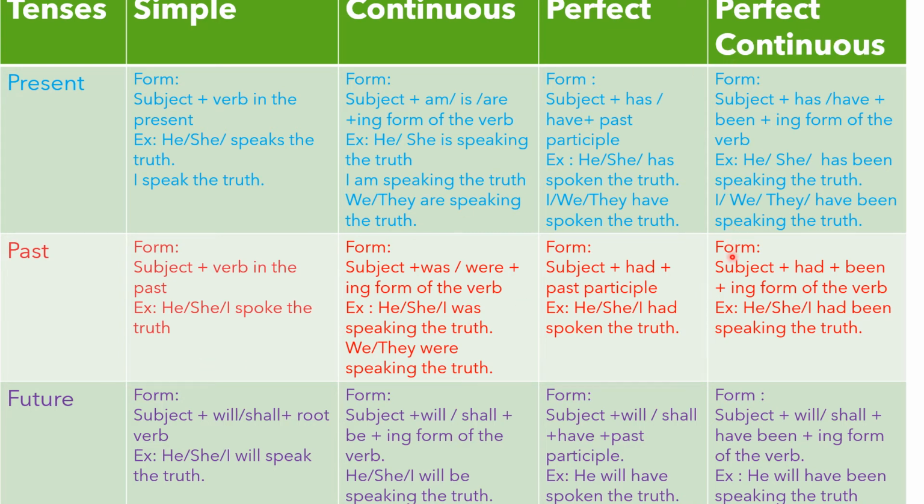Future perfect continuous. The form is subject, will or shall, have, been, and the ing form of the verb. So the example is he will have been speaking the truth, she will have been speaking the truth, I will have been speaking the truth, they will have been speaking the truth. So children, you have to look at this table to understand tenses very well. The form of the tenses, the classification of the tenses, the present tense, the past, and the future tense.